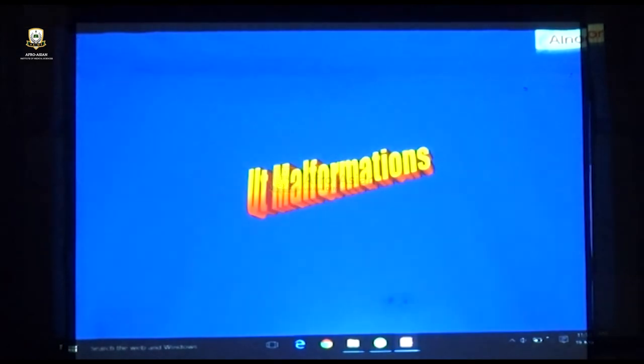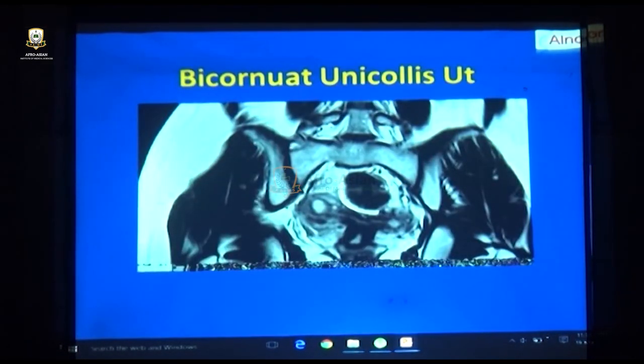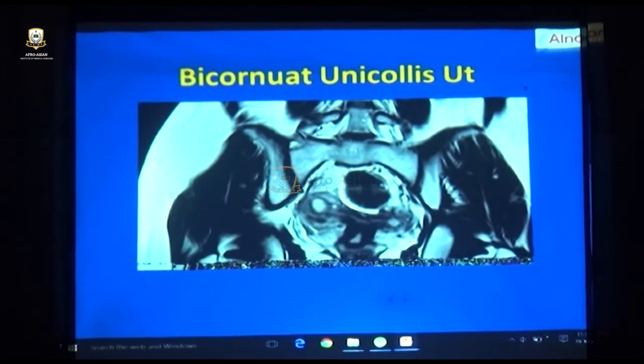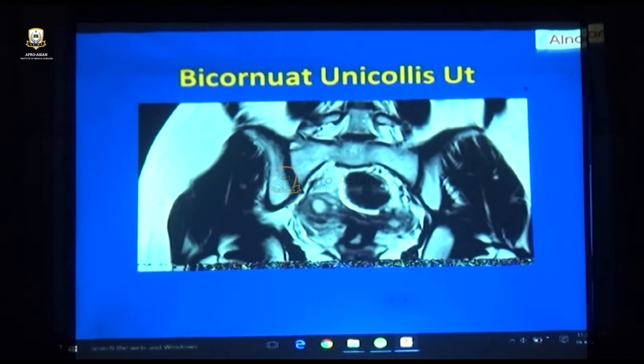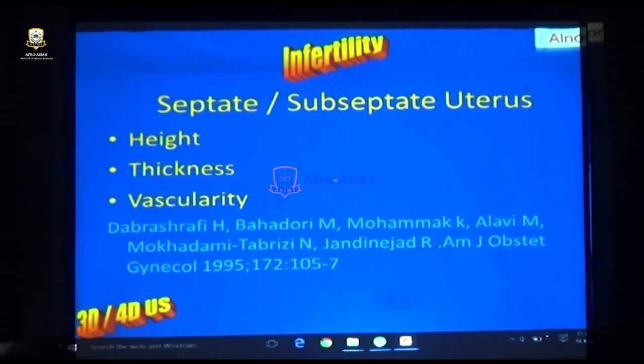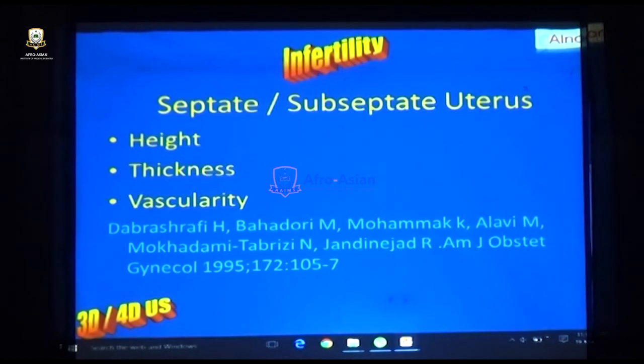Otherwise, please don't rush. Another thing is uterine malformations. No doubt MRI is the gold standard, but as Dr. Houston showed some images, let me show you, 3D ultrasound is equally good. You can appreciate this MRI, a bicornuate uterus, one horn there, second horn there, and there's the cervix, but these days, with the help of 3D ultrasound, you can diagnose it very safely.